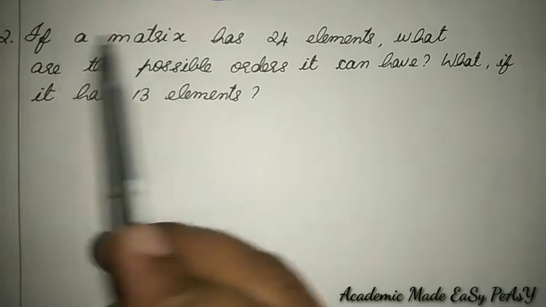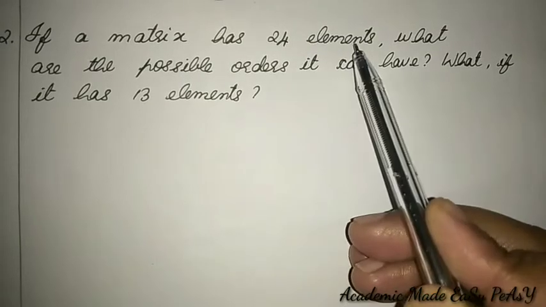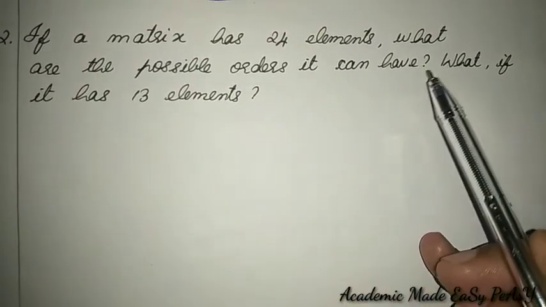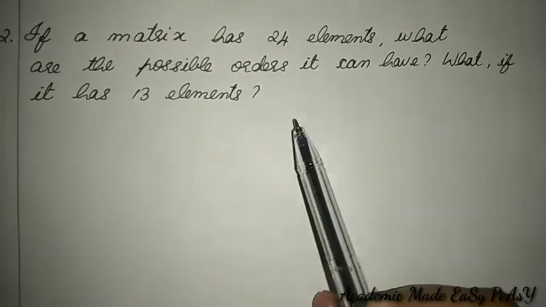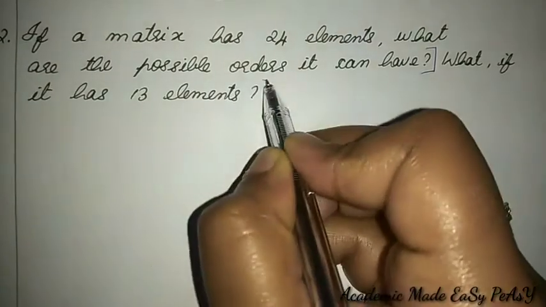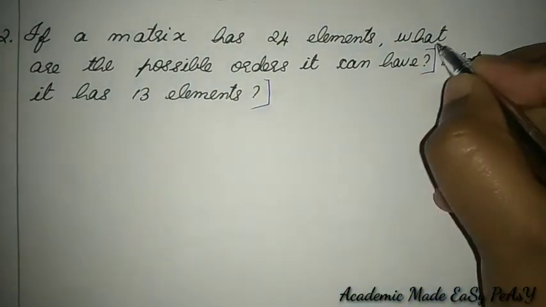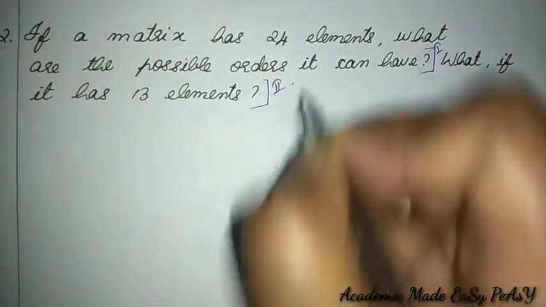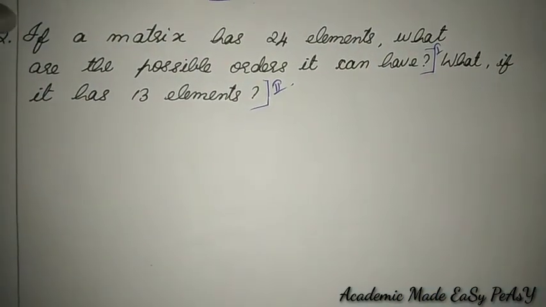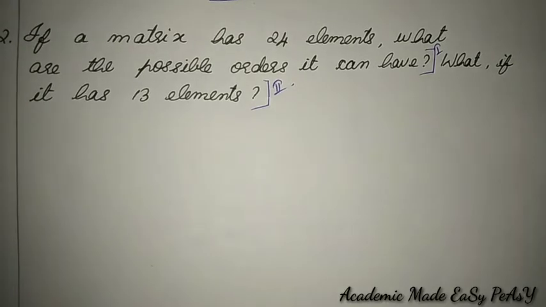Question 2. If a matrix has 24 elements, what are the possible orders it can have? What if it has 13 elements? So now let us split this into 2 parts. Let this be part 1 and let this be part 2. So this question contains 2 parts. First, let us finish off the first part. Then we'll move on to the second part.